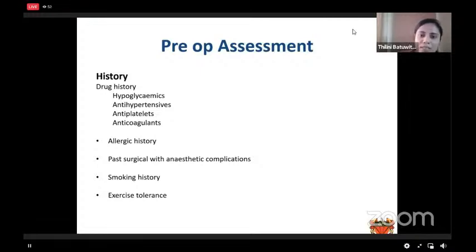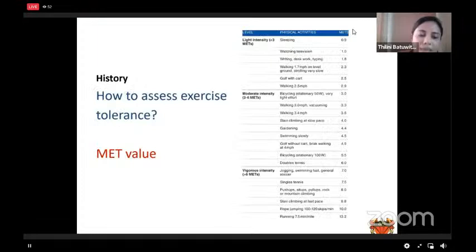So this is MET value. I think you may be familiar or have heard about that. I don't know whether you are aware or not. MET is metabolic equivalent of task. That means it gives the energy expenditure. One MET is equal to the energy expenditure during quiet sitting, when the patient is sitting quietly. So there's a value for that.